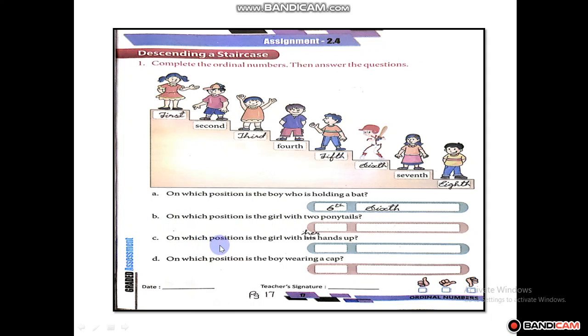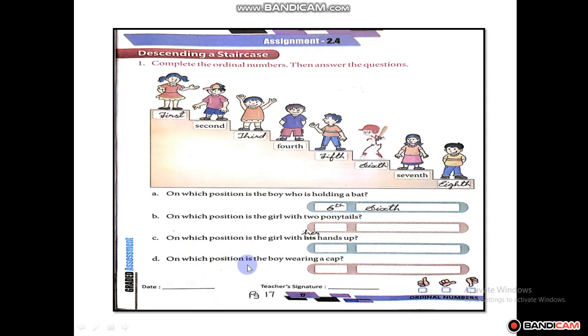On which position is the girl with her hands up? Make this her. For girl we use her. For boys we use his. Clear? Her hands up. Here is the girl, her hands are up. So she is in 3rd position. So you will write here 3rd and then the spelling THIRD.